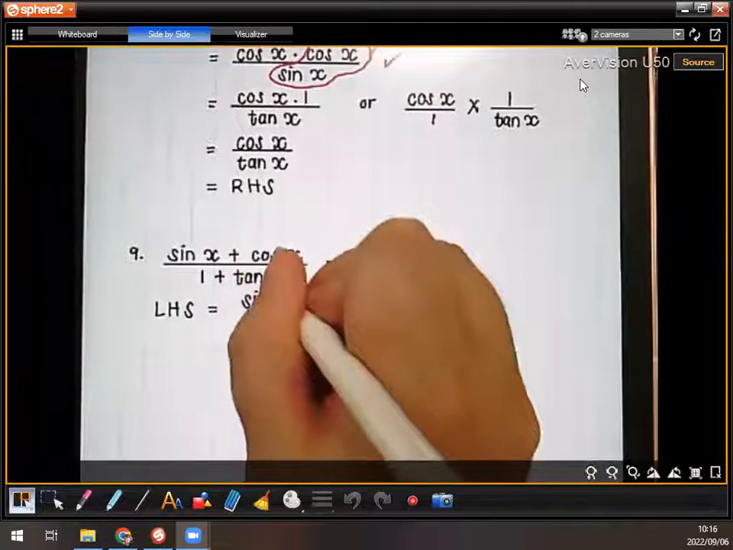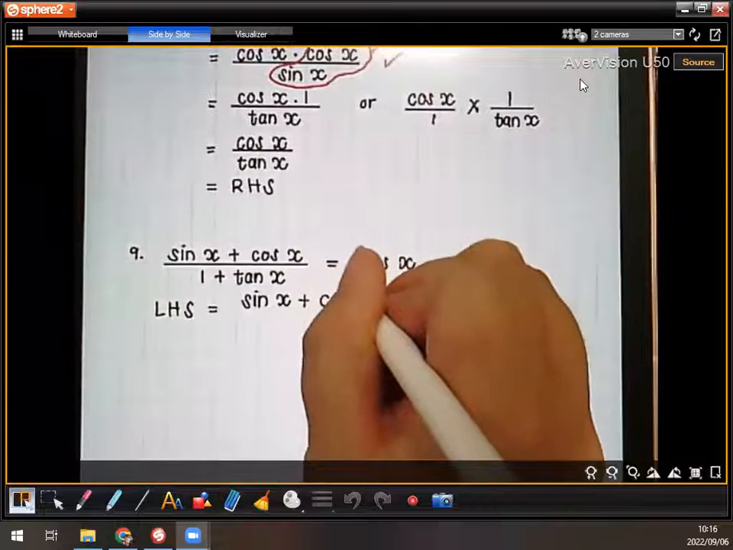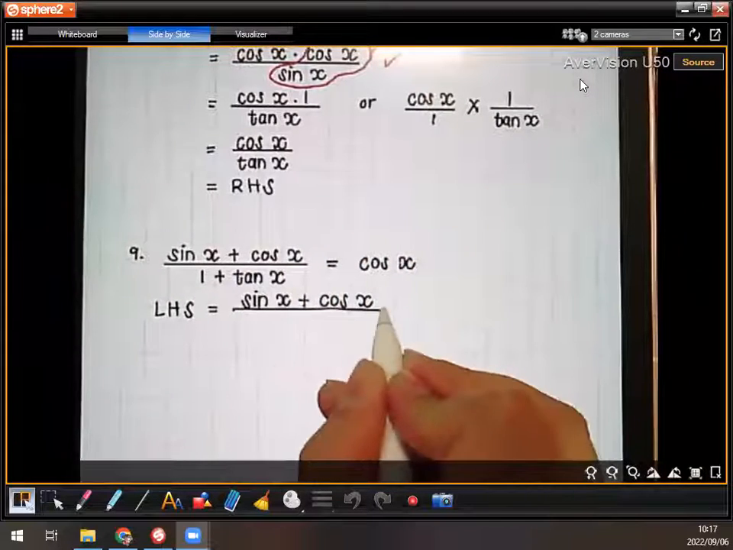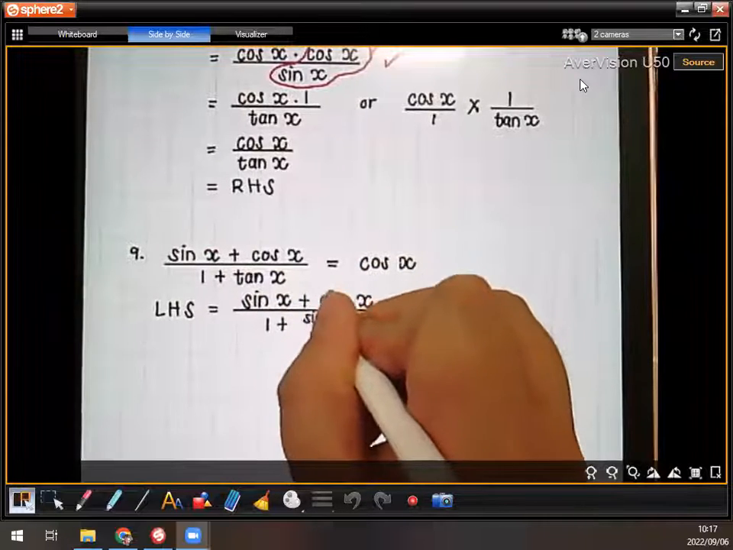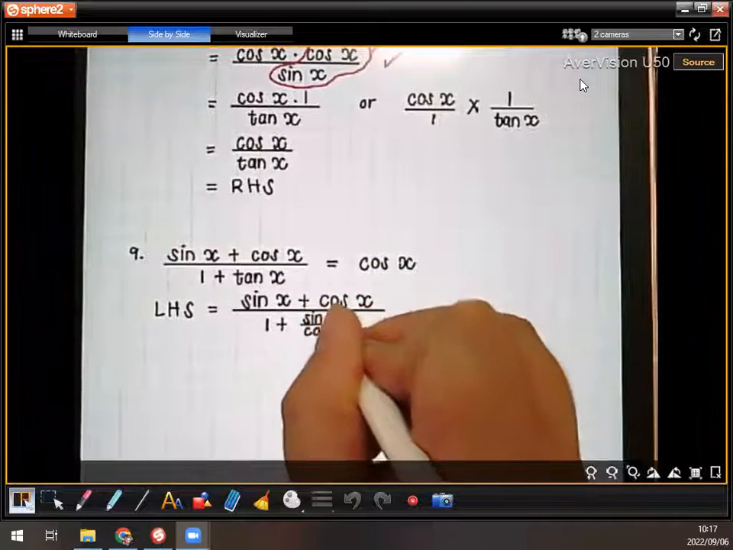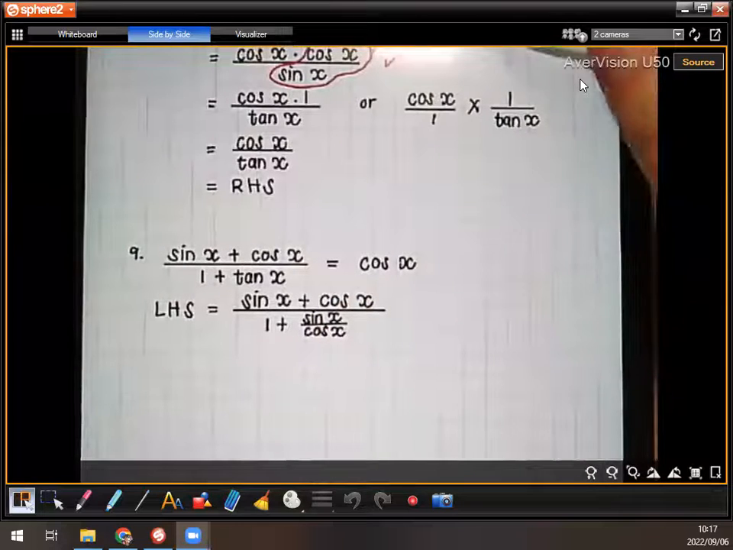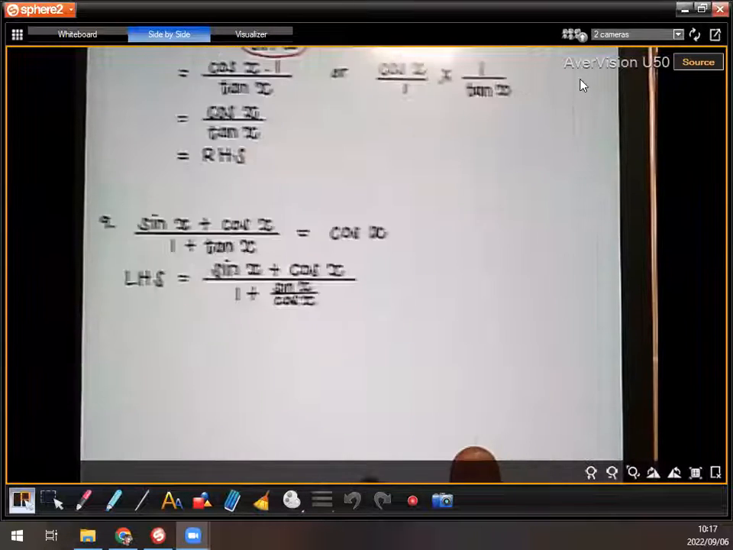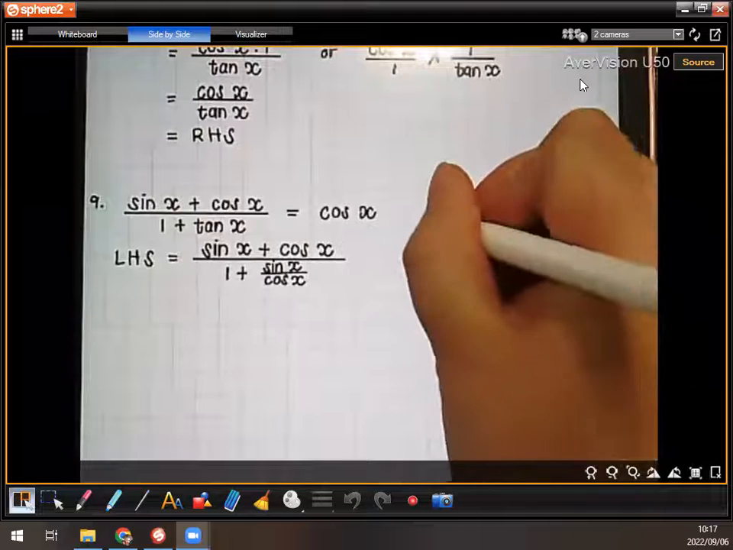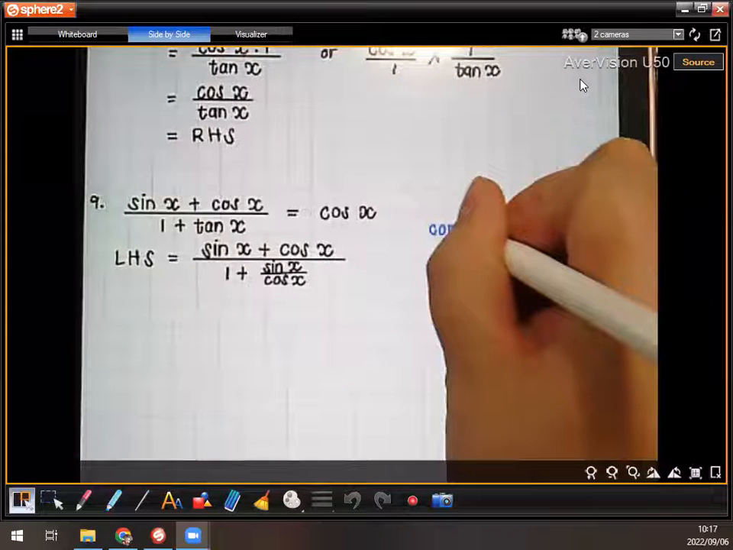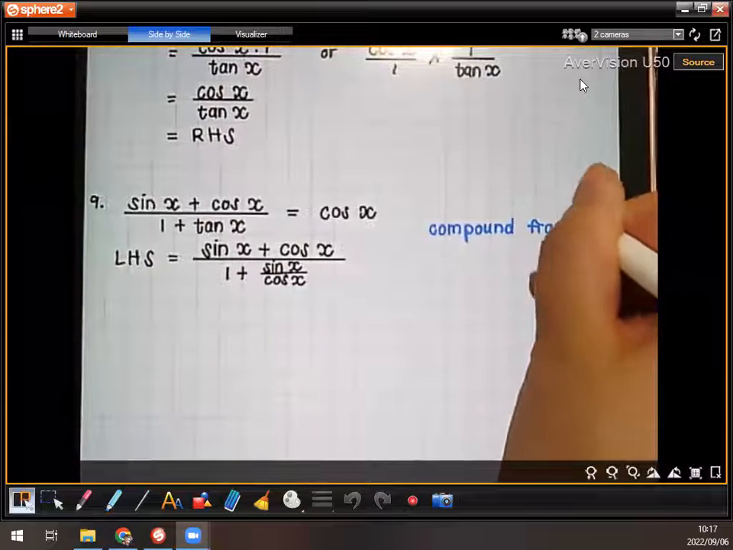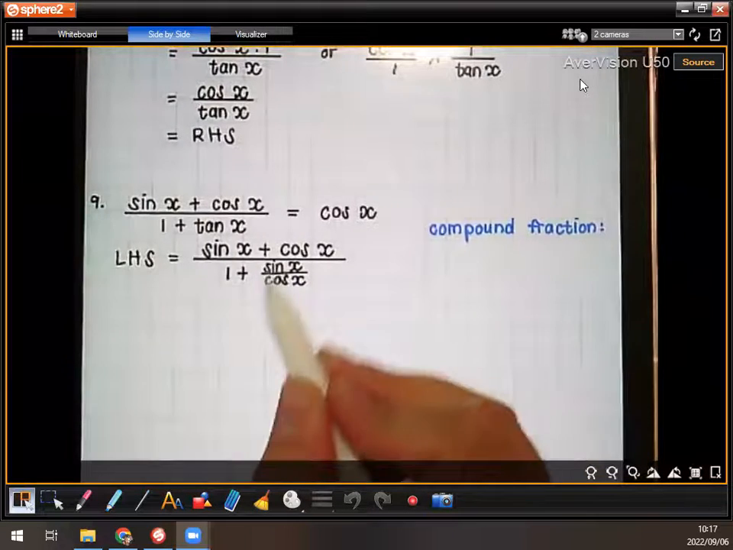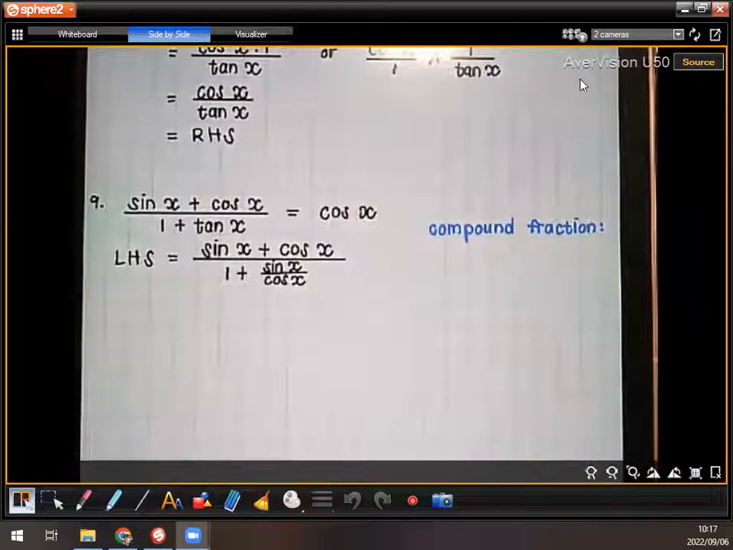So sin x plus cos x, I'm leaving my numerator as it is for now. All I'm going to do in my first step is change tan to sine over cos. And now, like we wrote down yesterday, I'm just going to write it again, just in case you don't have it next to this question. If not, you can just write this down on the side. We have a compound fraction now, which is when you have a fraction within a fraction. So sine x over cos x is a fraction in our bigger fraction.